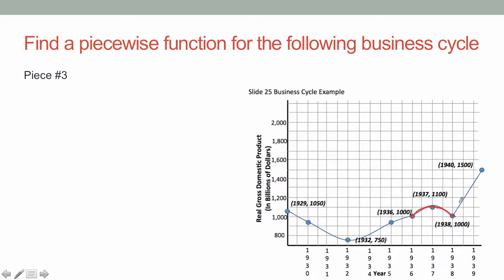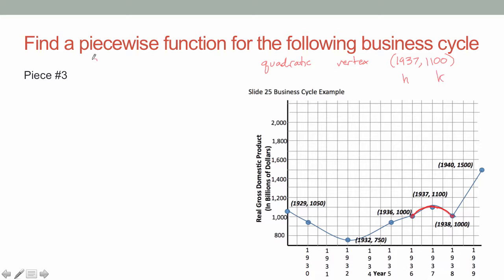In fact, it looks like another little parabola. So it's another quadratic function. This one has a vertex. Where's the maximum point? Instead of opening up and going down with a minimum point, this one is opening down with a maximum point. But the maximum point is at 1937. Things peaked at $1,100 billion, or $1,100,000,000. So we got a vertex point. There's my H and there's my K.